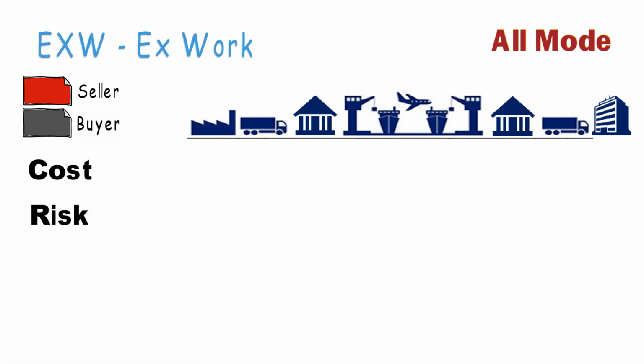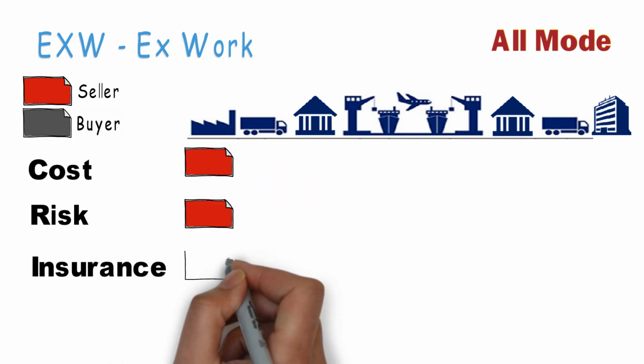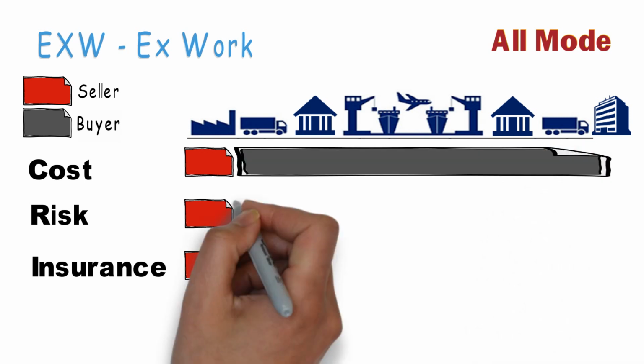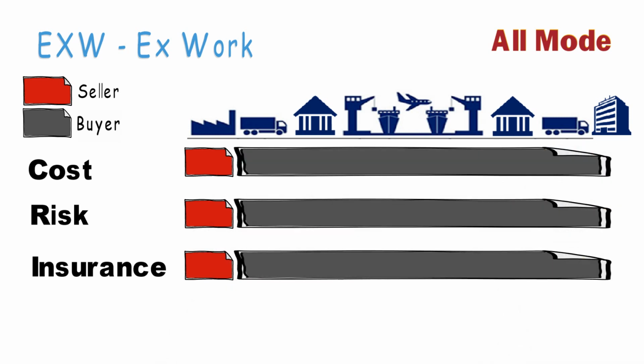Ex Works is for all modes. The seller delivers when the goods are placed at the disposal of the buyer at a named factory, warehouse, or place of origin, which needs to be agreed beforehand. It is the only term based on departure.